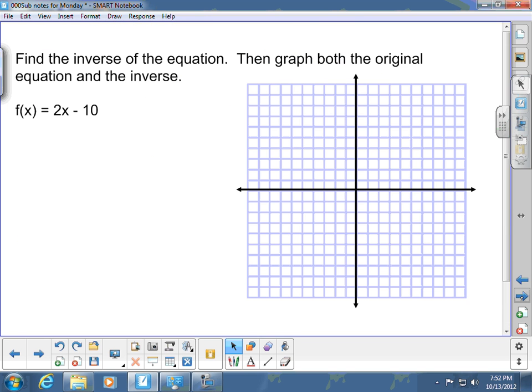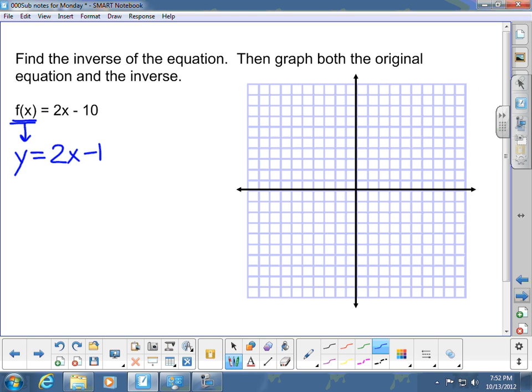The last thing I want to review is finding the inverse of an equation. If the equation is written in function notation, remember f of x is just another way of writing y. So this original equation is y equals 2x minus 10. It has a slope of 2 and a y-intercept of -10. So we can graph it by beginning at -10 on the y-axis and then moving up 2 over 1.